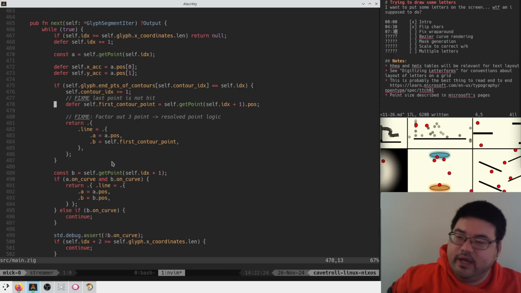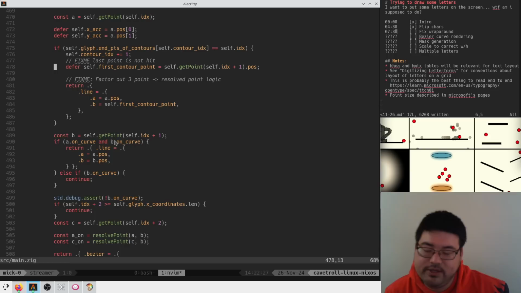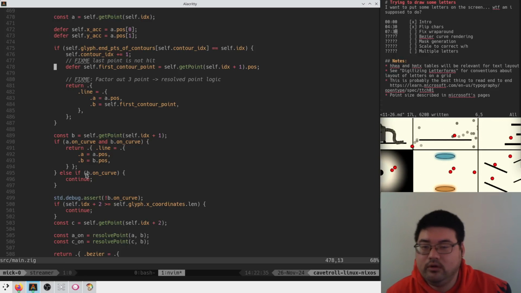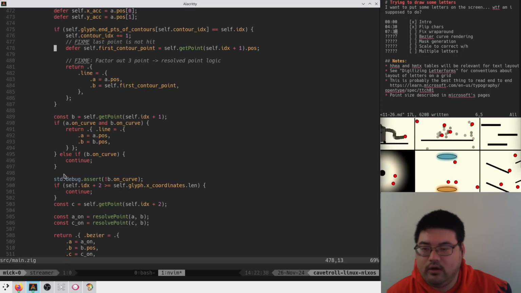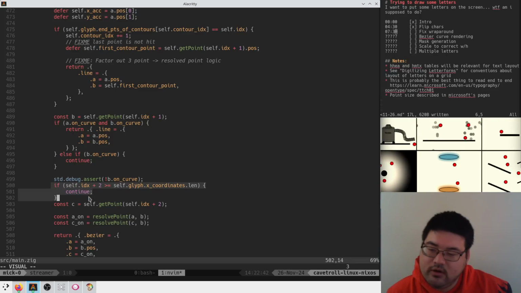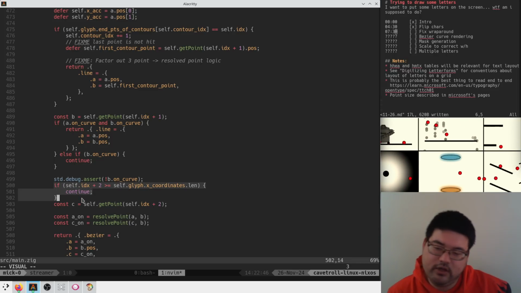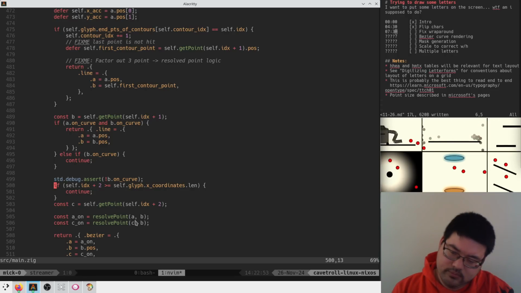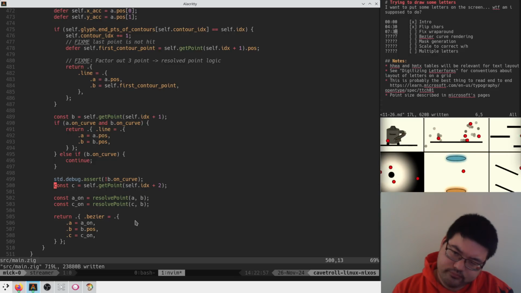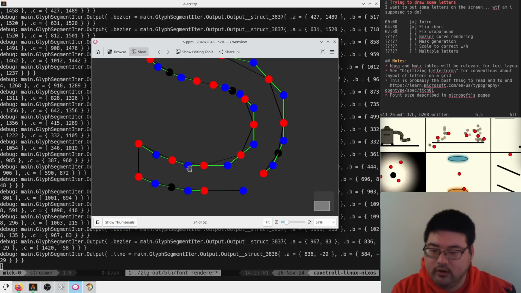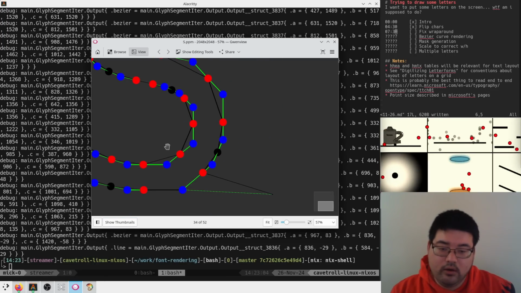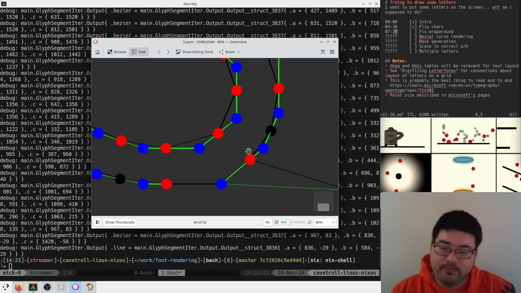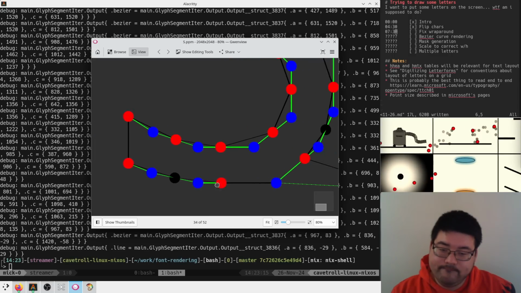So here, let's see, what do we do here? We say, if A is on curve and B is on curve, that's a line. Cool. Else if B is on curve, continue. Okay. Otherwise, if 2 points away from now is greater than or equal to glyph coordinates len, I think that I don't want this since we handle the wraparound now correctly. I don't think that's the problem, but it's worth looking at. Oh, wait. That's interesting. So we've done something else here, but I don't know what.